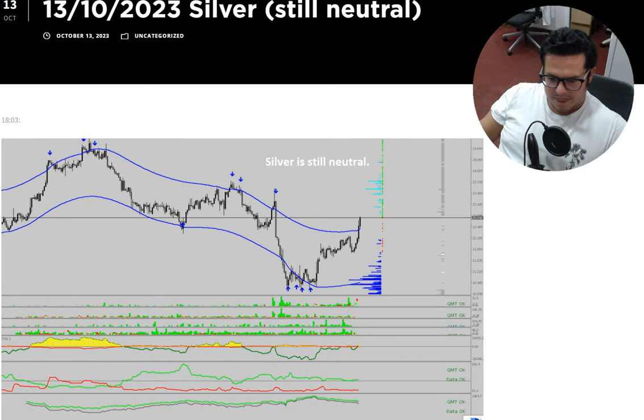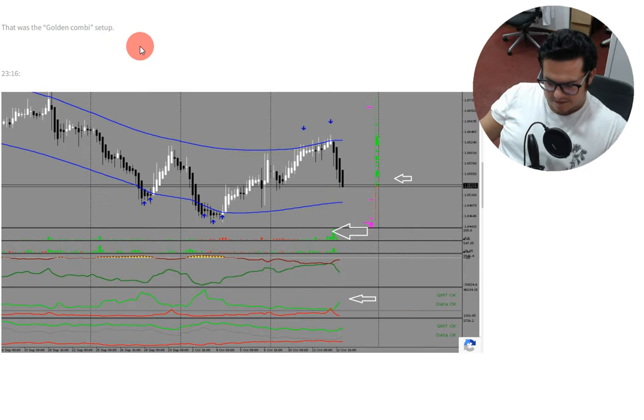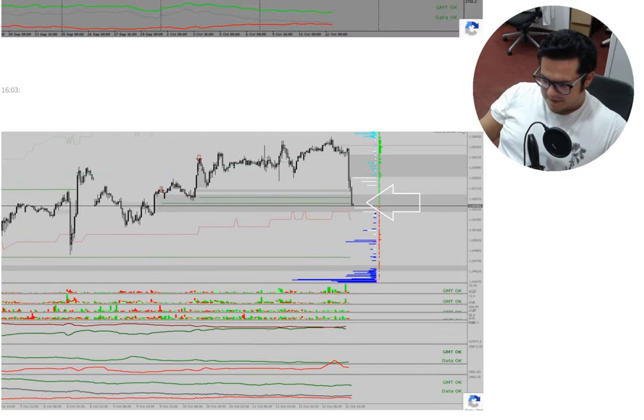Silver pretty neutral there, did a pullback as well, and then went also up against those little shorties there. So not so interesting the metals this week. But yeah, some easy, nice golden combination setup trades. If you caught some of them, well done.